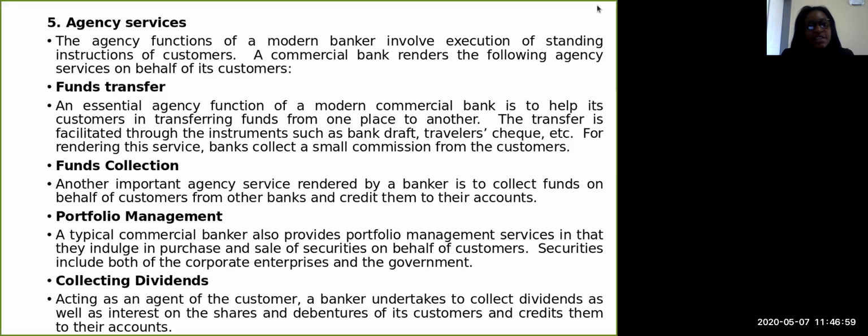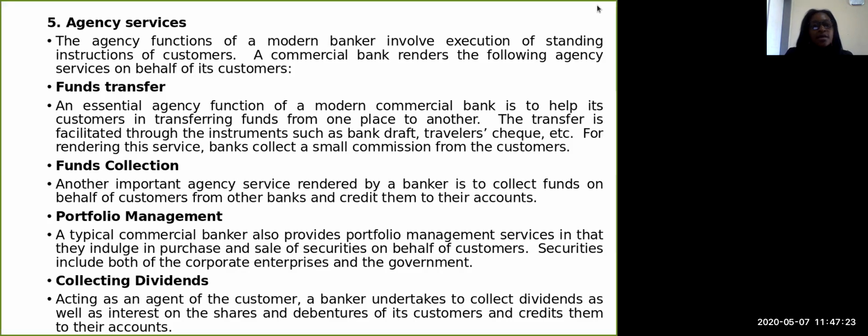The second agency service performed by a commercial bank is funds collection. This is another important agency service rendered by a banker to collect funds on behalf of customers from other banks and credit them to their account. The third one is portfolio management.